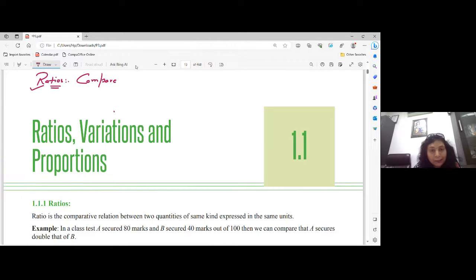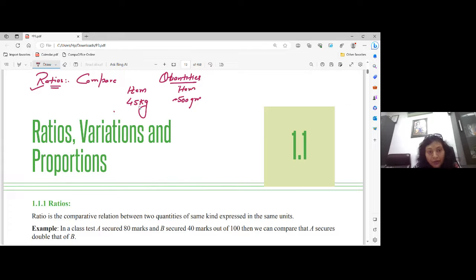For example, suppose I have been given two items whose quantities are given. It is very necessary that if I want to compare the two quantities, then both should be expressed either in kilograms or in grams or in quintals. Whatever the unit is, the unit must be the same. So suppose the quantity of the first item is 45 kilograms and the second item is 0.5, you can say 500 grams.